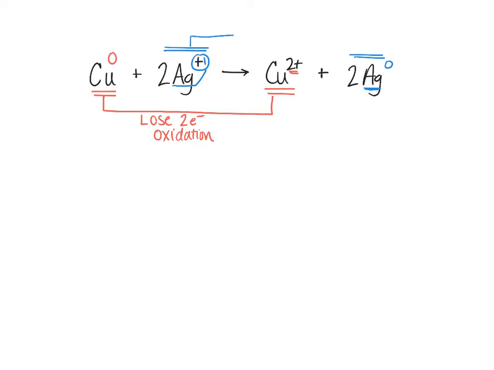So look at the change that happened with the silver. Silver went from a +1 to a 0 twice because there's a 2 coefficient there. So 2 silvers went through this process. So there's a gain of 1 electron apiece.